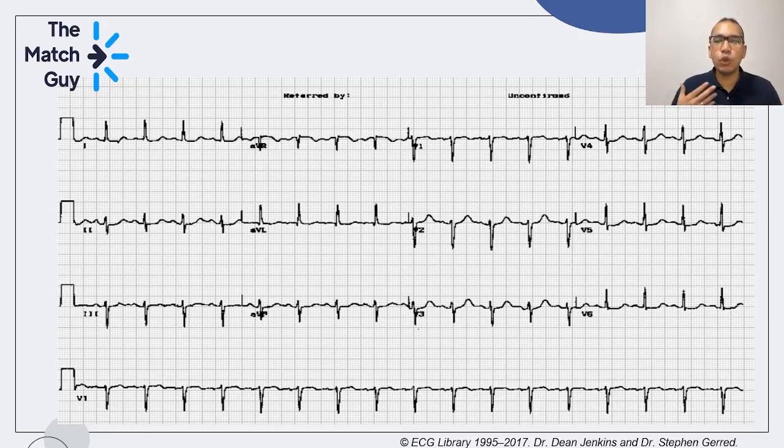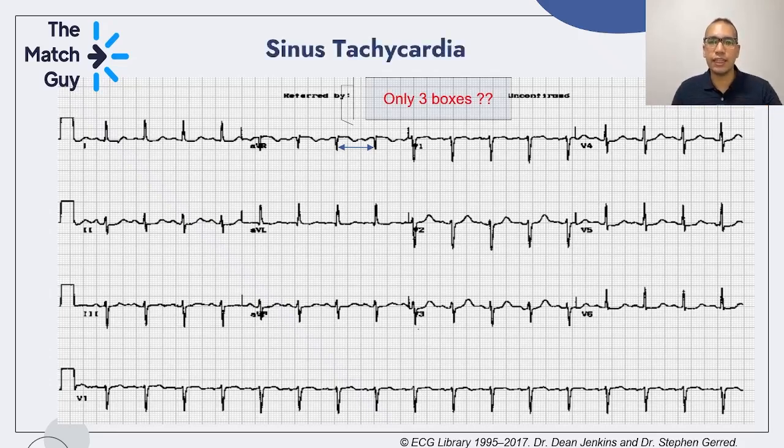Now, guys, based on what we just talked about, I want you to try this one by yourselves. Take a look at this ECG and tell me what do you see. And of course, you can pause the video for a few seconds if you need time to think about it. But if you counted about 3 large boxes between 2 R waves, this means that the rate is about 100 beats per minute, and that this is sinus tachycardia.